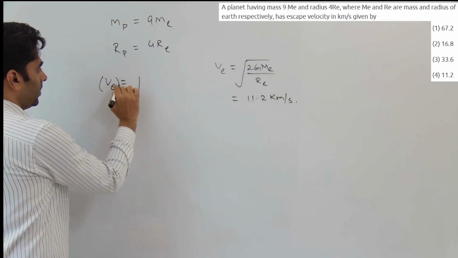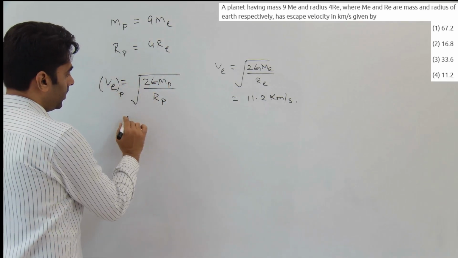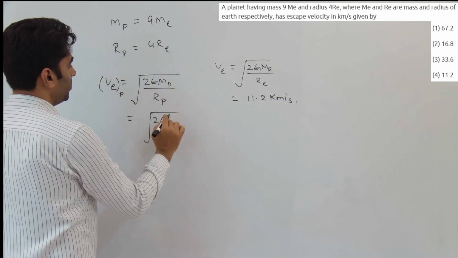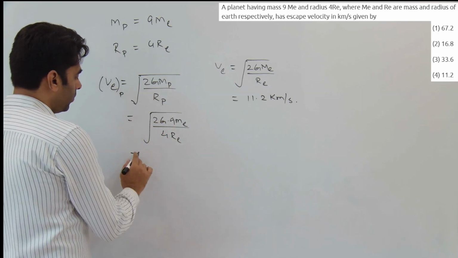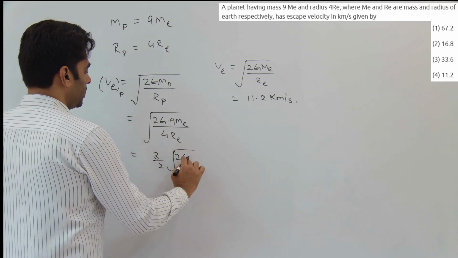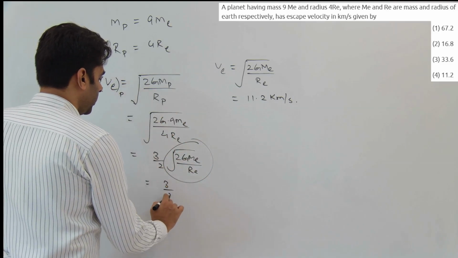It will come out to be, this is for a planet, root over 2g MP by RP. And this is our escape velocity for any planet, we write it. Let's substitute the values. 2g MP, MP value is 9 ME by 4 RE. Now we have got root over 9 by 4. Root over 9 by 4 will be 3 by 2 root over 2g ME by RE. Root over 2g ME by RE is nothing but your 11.2. So we get over here 3 by 2 into 11.2.